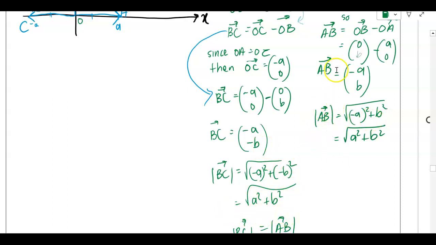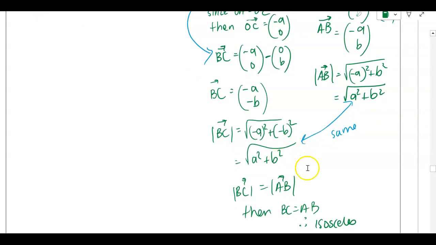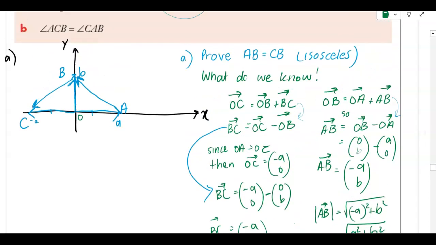Doing the same for our vector AB, which we've got here as the vector minus AB, squaring our A's components, squaring our B's here, we've got A squared plus B squared in the square root, which is the same. These guys are the same. So I've written that as the magnitude of vector BC is equal to the magnitude of vector AB, therefore BC equals AB, therefore the triangle is isosceles. So that's my way of working it out.